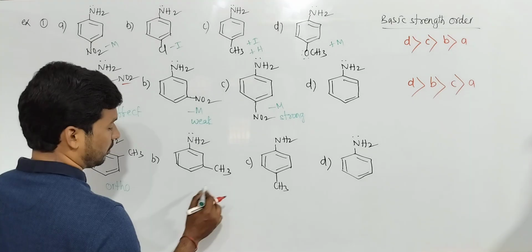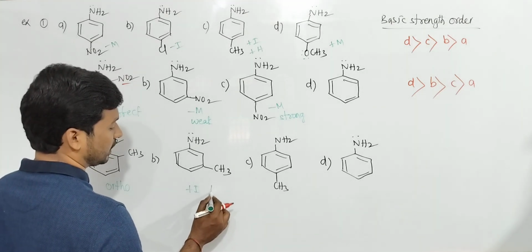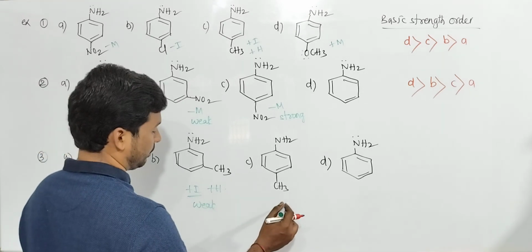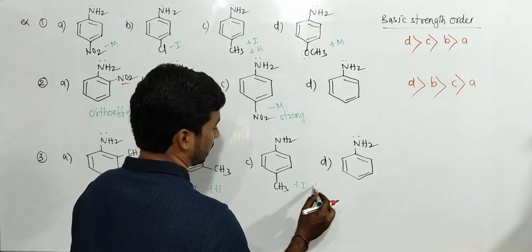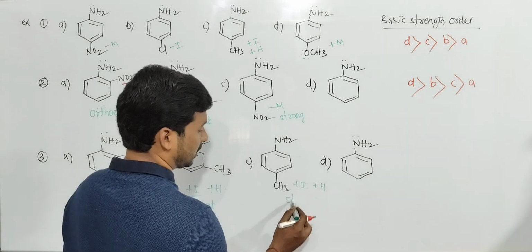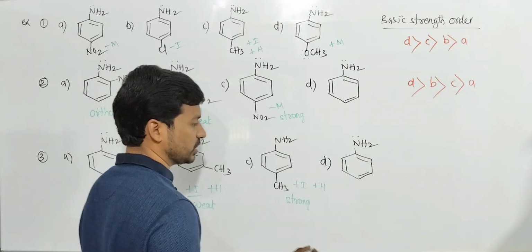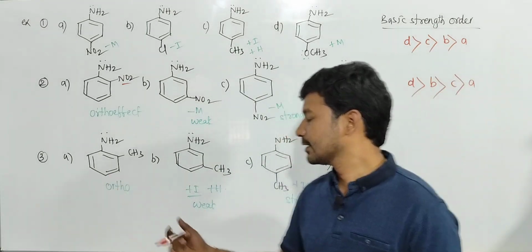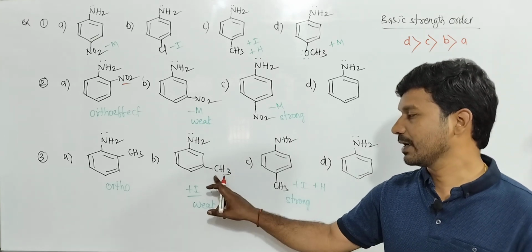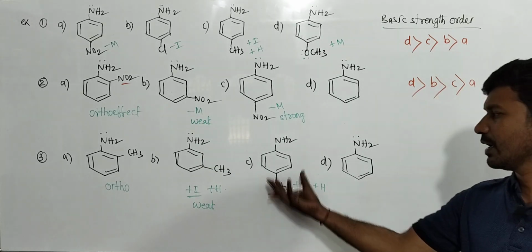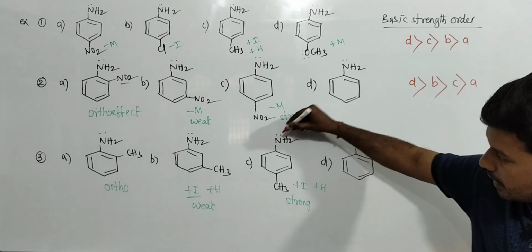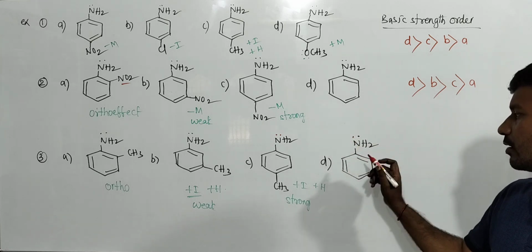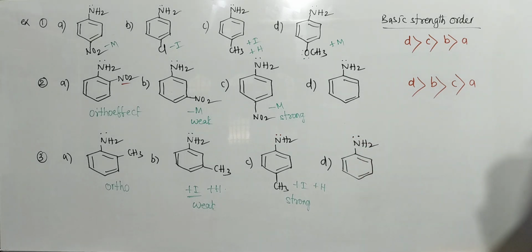Next, here a +I group and a +H effect. A +I group at the meta position is weak, and at the para position, with the +H effect also, it is strong. This is neutral. A +I group increases the basic strength of amines. A +I group means an electron-releasing group. It increases the tendency of nitrogen to donate its lone pair. Electron-releasing groups push electrons toward nitrogen, and then nitrogen freely donates its electron pair.